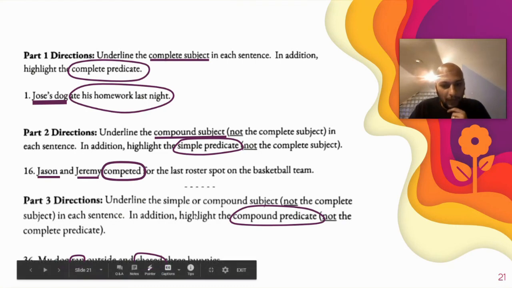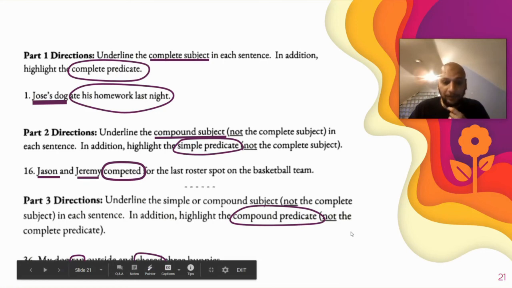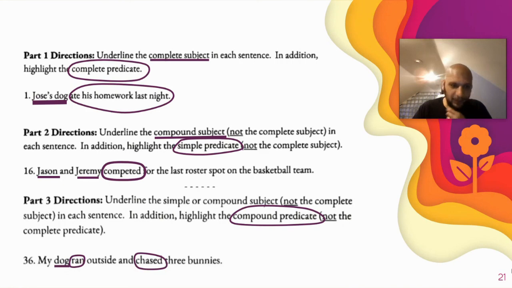Now the other round here, we are kind of throwing everything together. So we could have simple or compound subjects, one or many, and compound predicates. So we've got a lot of things to look for here. So for this first one, I'll wait for the thing to go away again because I'm bad at technology. There we go. My dog ran outside and chased 3 bunnies.